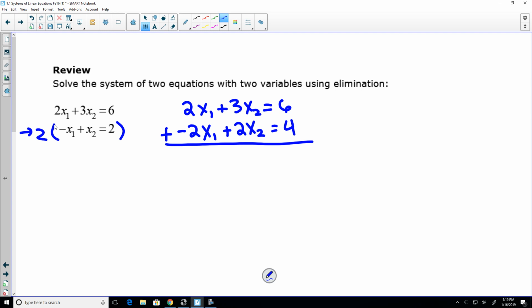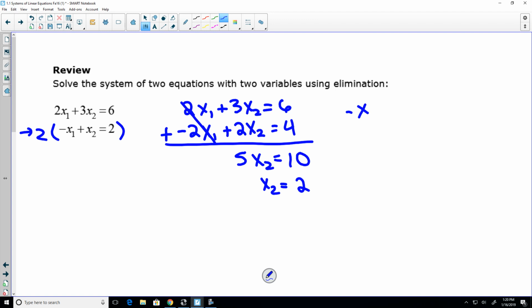Now, you told me that we're going to add these two together, right? So what happens here? These cancel out, right? That's what we wanted to happen. We add these together, we get 5x2, we get 10. Solve for x2. Plug it back in. Which one do you plug it into? Either one. Whatever the solution is to both of them, the x2 coordinate is 2 on both of them, and so the x1 coordinate will be the same on both. So it doesn't matter which one.